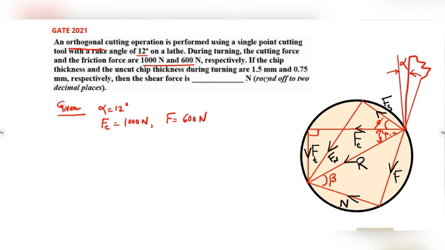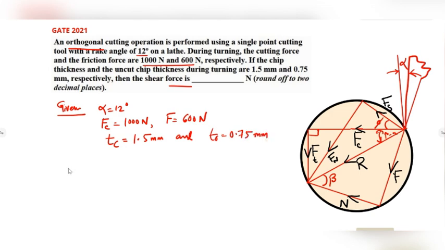If the chip thickness and uncut chip thickness during the turning are 1.5 mm and 0.75 mm respectively, then the shear force is. Now we have to determine the shear force. Therefore, we have given the chip thickness, that is tc, as 1.5 mm. Uncut thickness of the chip t0 is equals to 0.75 mm.